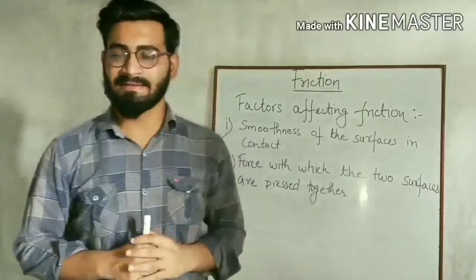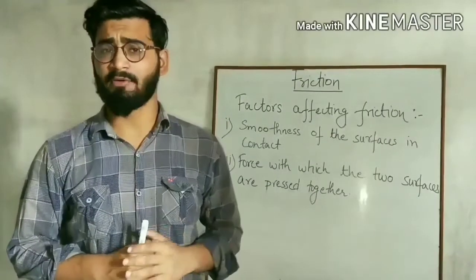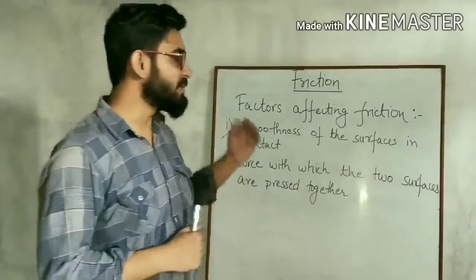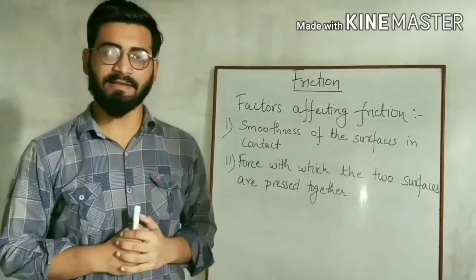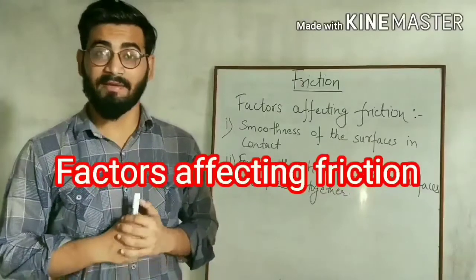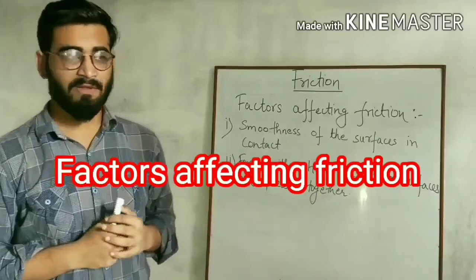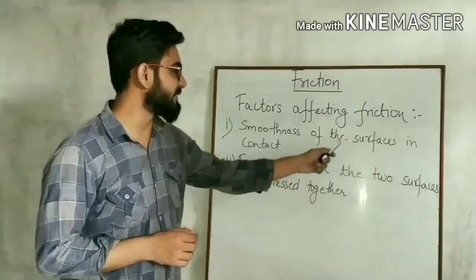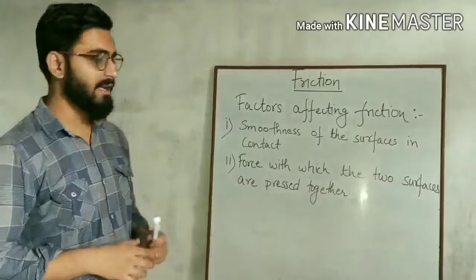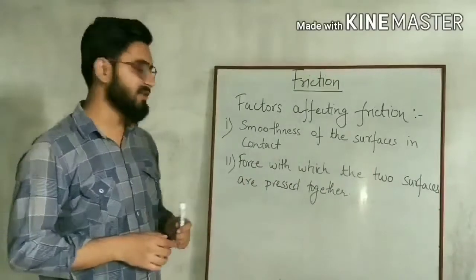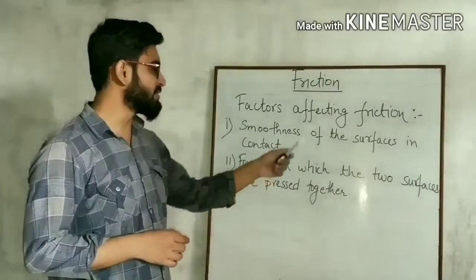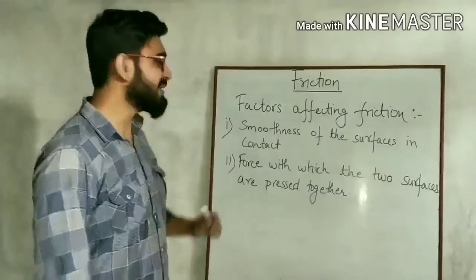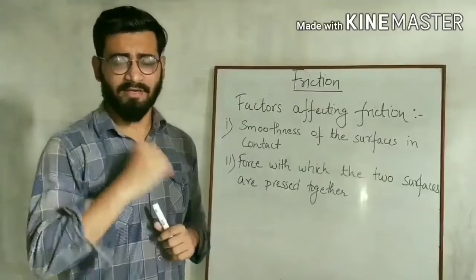In our last class, we discussed friction and its causes. Now, in this class, we are going to discuss the factors affecting friction. What are the factors which affect friction? The first factor is smoothness of the surfaces in contact. The second factor is the force with which the two surfaces are pressed together. So these are the two factors which affect friction.